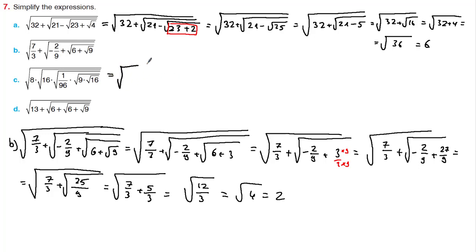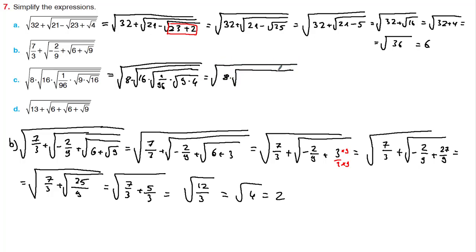Now, exactly the same as in previous cases, 8 times square root of 16 times square root of 1 over 96 times square root of 9. Well, square root of 16 is 4, so let's write it just 4 here. Now, this will be 8 times square root of 16 times square root of 1 over 96. Square root of 9 times 4, it's 36. Square root of that is just 6.